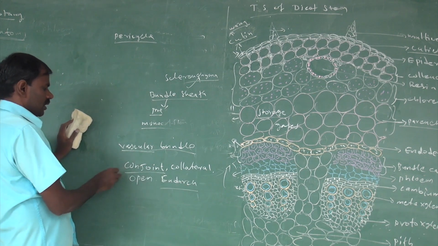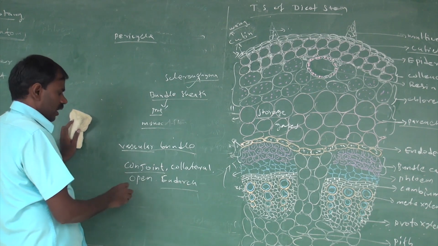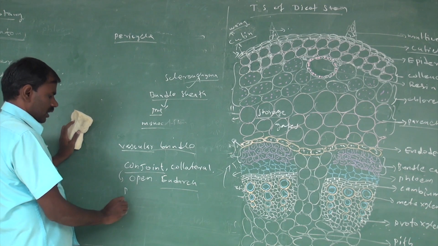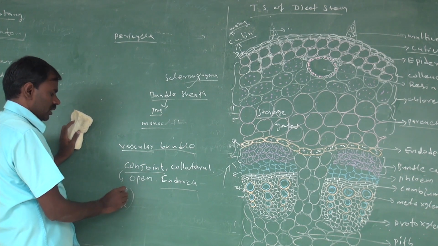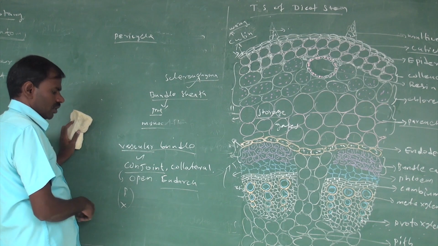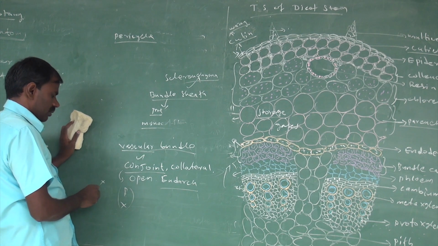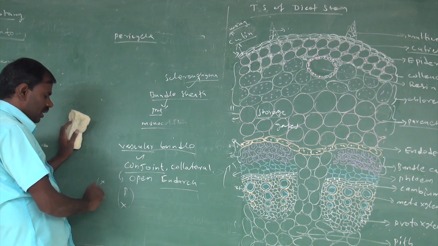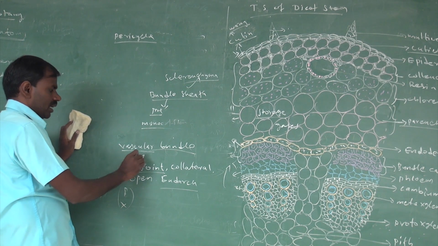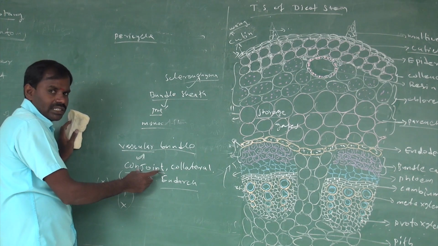So what is conjoint? The xylem and phloem are arranged on the same radius. In conjoint vascular bundles, the phloem elements are arranged above and the xylem elements below, or the xylem above and the phloem below. This type of vascular bundle is also called a conjoint vascular bundle.